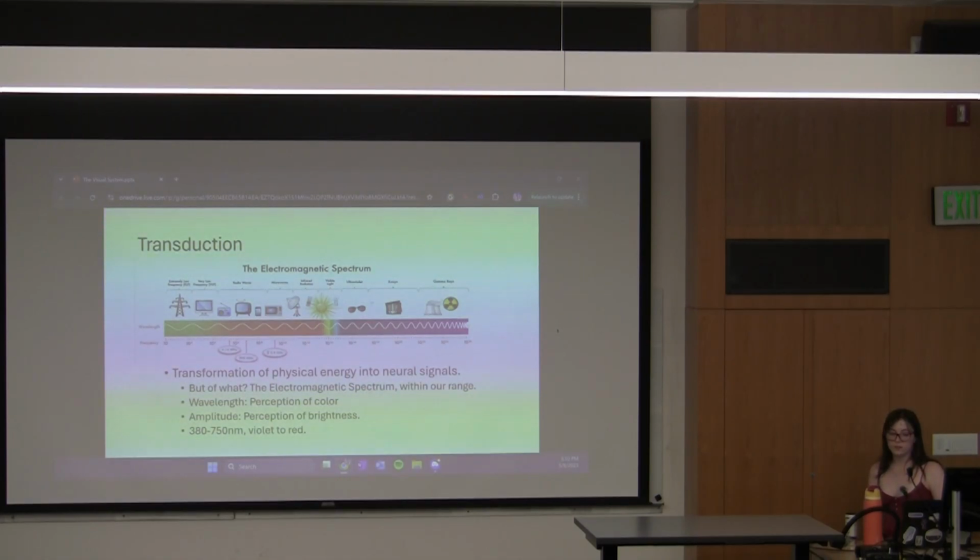So wavelength is perceived color. Shorter wavelengths are violet or blue, which are high frequency, more energy. Longer wavelengths are red, low frequency, less energy. Amplitude is related to perceived brightness, so taller waves will be brighter light and shorter waves will be dimmer light.